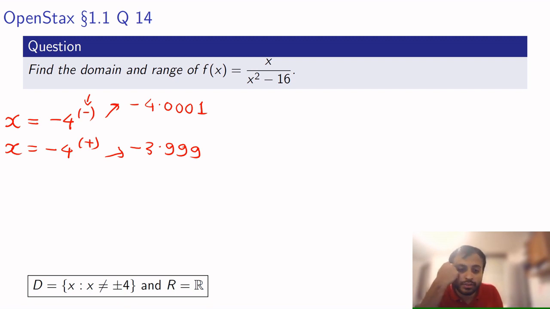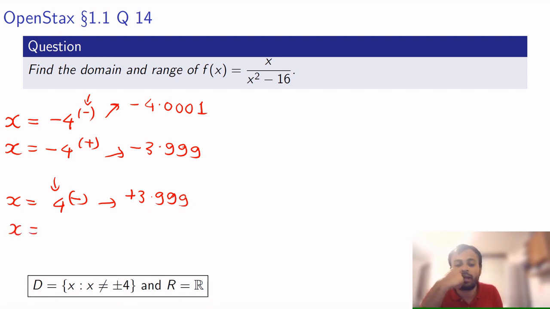We are also interested in the value at numbers which are slightly less than plus 4. This is how I'm going to represent a number which is slightly less than 4. An example of this can be 3.999. Then we'll compute the value of f of x at a value of x which is slightly higher than 4, so maybe 4.0001, something like that.